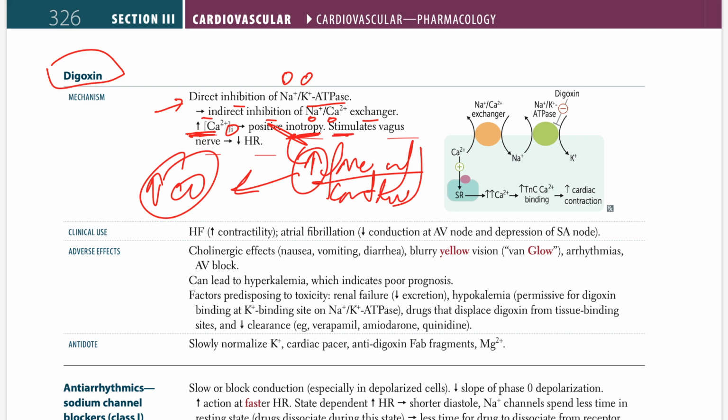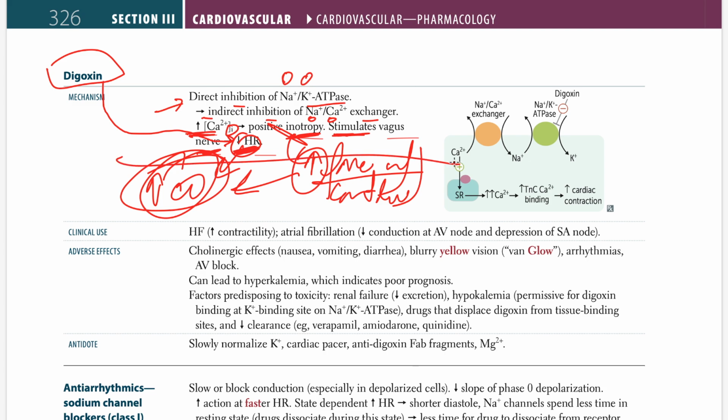It also stimulates the vagus nerve, which decreases the heart rate. So imagine this drug, which is decreasing the heart rate but increasing cardiac output. How beneficial a drug would be, right? Such a great drug.